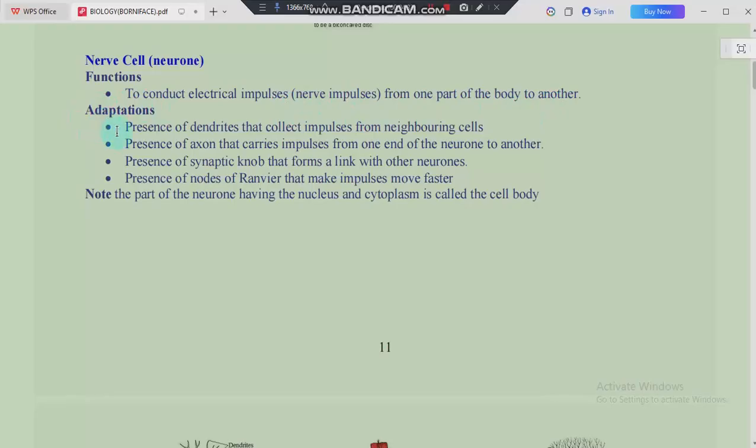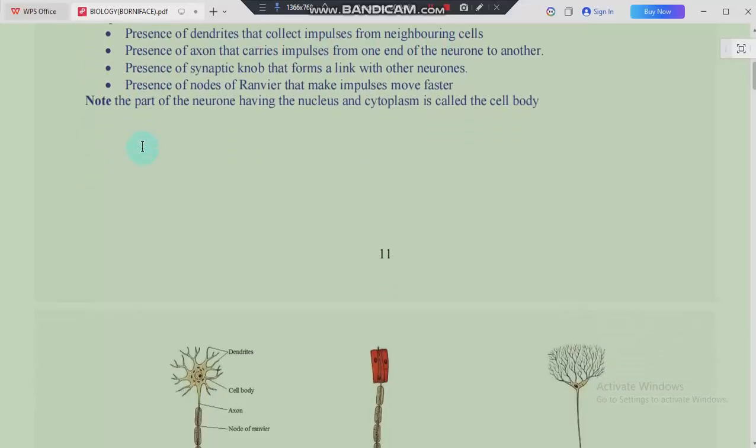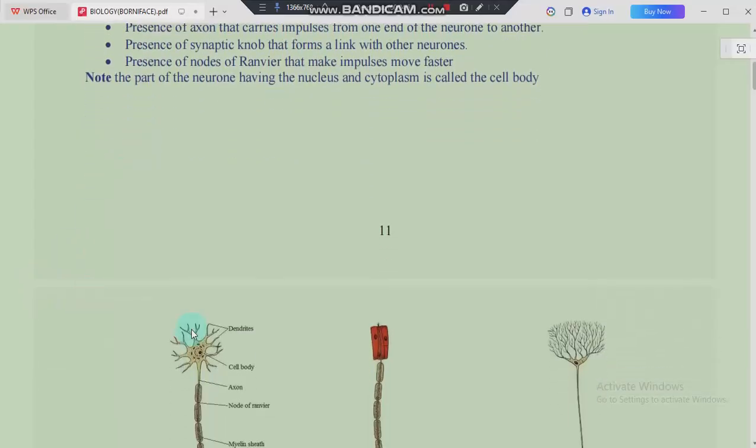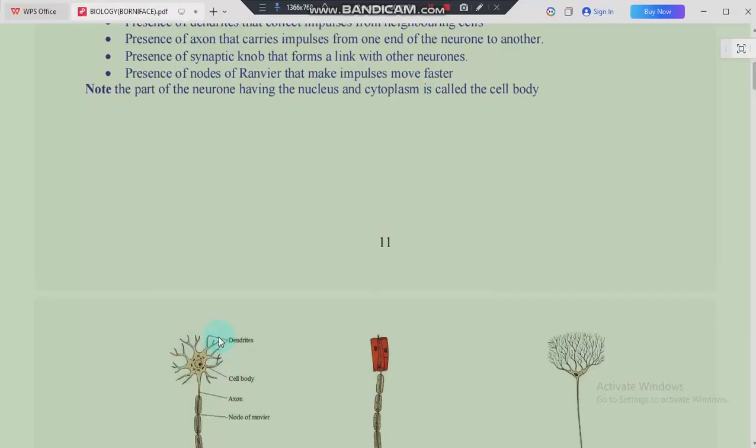So number one, there is the presence of the dendrites that collect impulses from neighboring cells. So the dendrites are the ones that are collecting impulses from the neighboring cells. When we quickly rush through our neurons, we are able to see these structures, all right? So we call them the dendrites. These dendrites are the ones that are collecting electrical impulses from the neighboring cells.